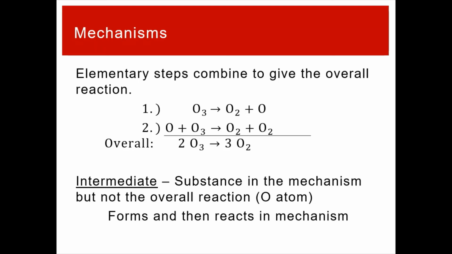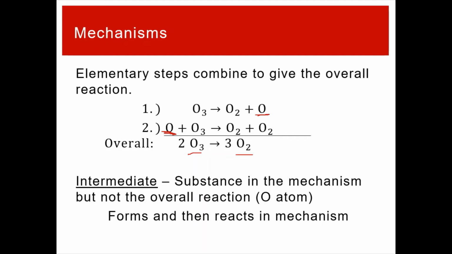One of the other things about a reaction mechanism, these steps, is that they indicate what the intermediates are. This O atom that is created in the first step is then used in the second step. Something that's created and then used is called an intermediate. It is part of the mechanism, but not the overall reaction. You'll note the overall reaction is ozone becoming O2, not O atom. These intermediates are substances, some sort of molecule or atom, that are created in the process of going through the steps. Oftentimes intermediates are reactive.